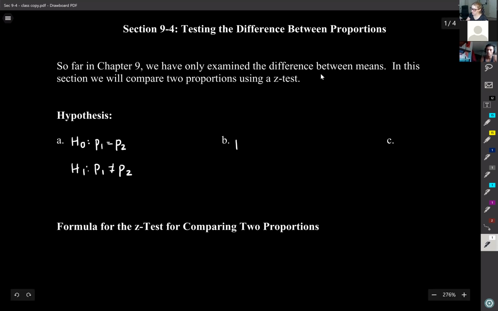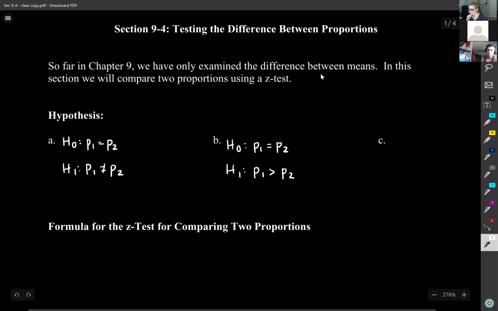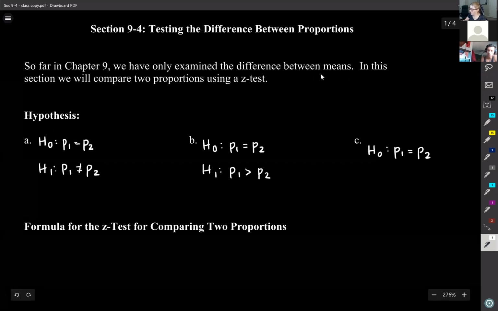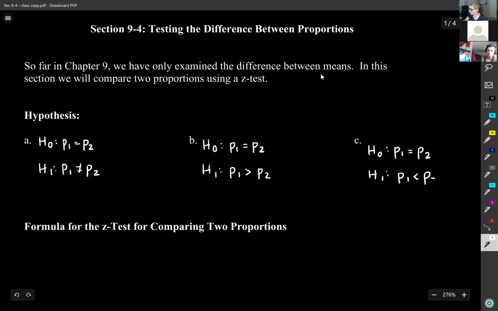Okay, well, my null stays the same for all of them, so this is still P1 equals P2. And then another alternative hypothesis that we could have is that P1 is greater than P2. Okay, so our null hypothesis is the same, that P1 is equal to P2. And then our last option for an alternative hypothesis is that P1 is less than P2.